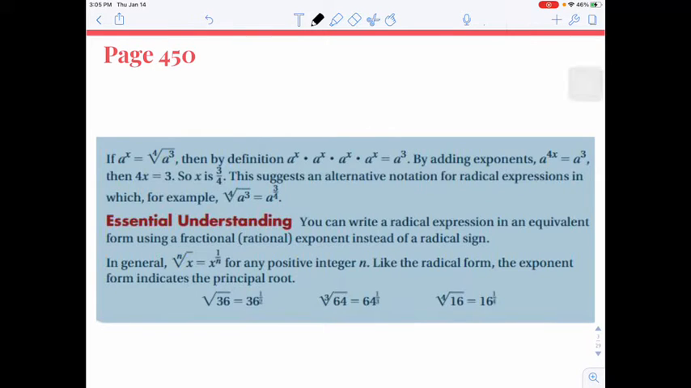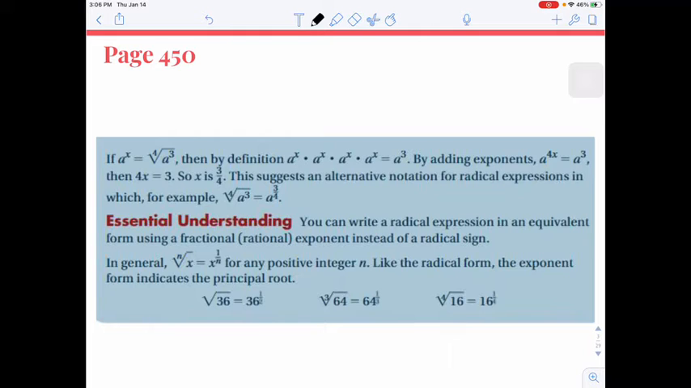definition, a to the x times a to the x times a to the x times a to the x equals a cubed. By adding exponents, a to the power of 4x equals a cubed. Then 4x equals 3. So x is 3 over 4. This suggests an alternative notation for radical expressions in which, for example, the fourth root of a cubed is equal to a to the 3 over 4th power.